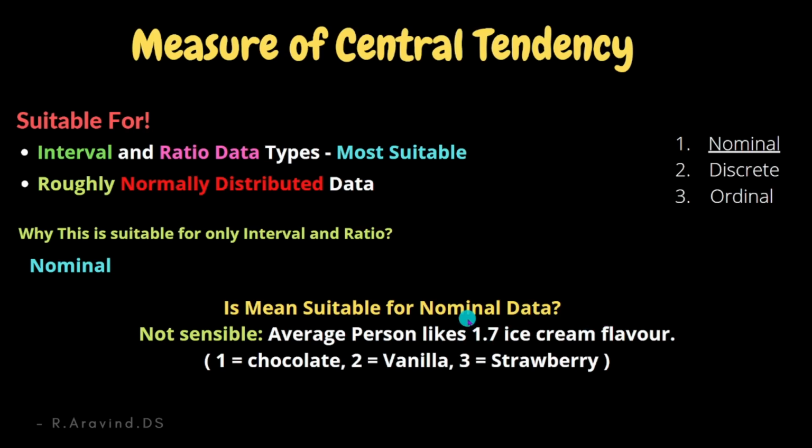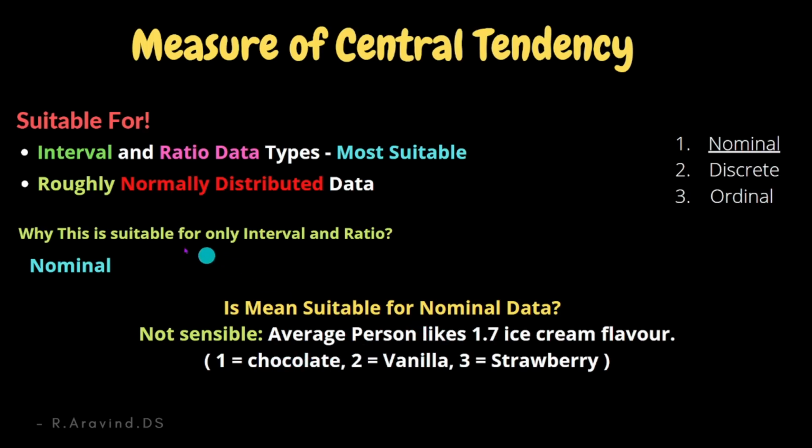I'm giving a survey where one is equal to chocolate, two is equal to vanilla, and three is equal to strawberry. And I'm telling you to pick your favorite. If you like chocolate, just click one. If you like vanilla, just click two. If you like strawberry, just click three. I conduct this survey with many people and come up with a value like 1.7. So how can I interpret 1.7? Should I go for vanilla or chocolate? You can be confused, right?